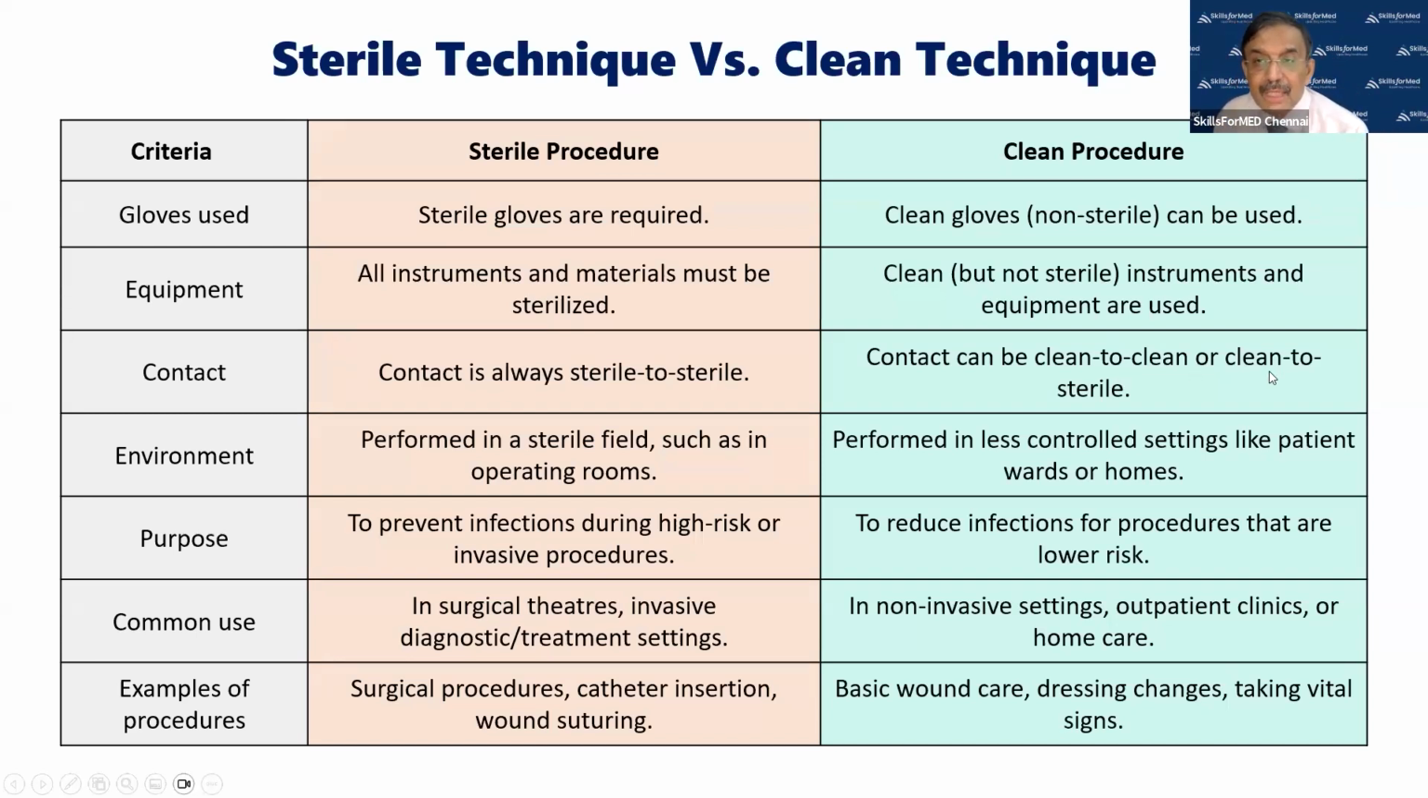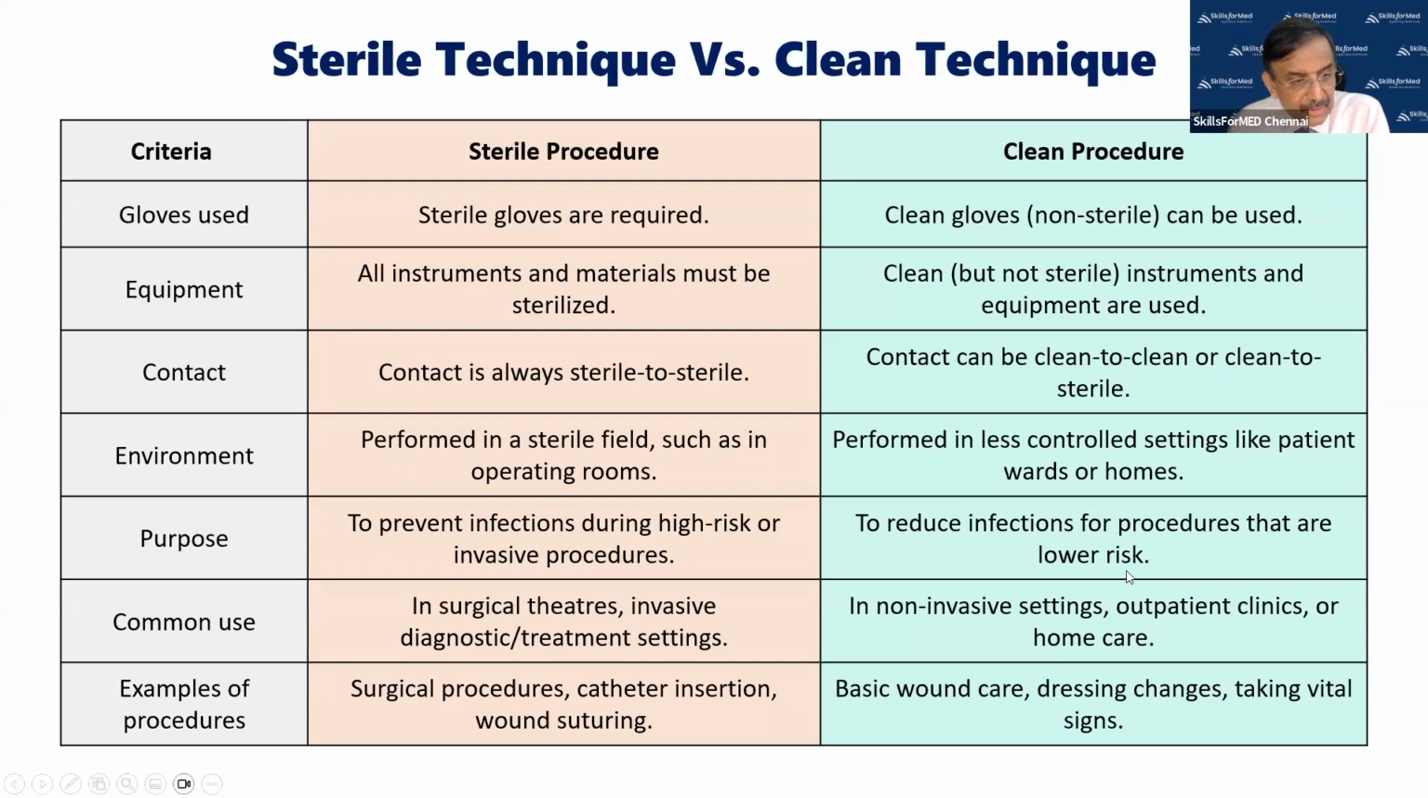So, for example, if you're putting a dressing onto, say, a central line, your hands are only clean. You don't wear sterile gloves, but you're using a sterile dressing over the central line insertion site. Environment: a sterile field such as operating rooms. Here, clean, it is less controlled, like in patient wards or homes. And the purpose is to prevent infections, including spores, and in high risk or invasive procedures. Here, it is to reduce infections for procedures that are lower risk.